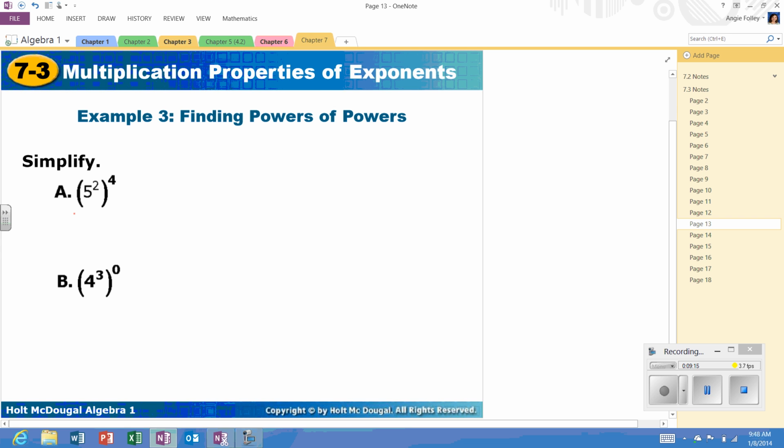So here we have a 5 to the 2nd raised to the 4th power, so we're going to multiply our powers. 2 times 4 is 8, so we have 5 to the 8th. Obviously, I wouldn't expect you to carry that out, you could take 5 times 5 times 5, 8 times and find the actual number, but since you don't have a calculator, I'm not expecting you to do that. 3 times 0, that becomes 4 to the 0 power. Anything to the 0 power is just 1.